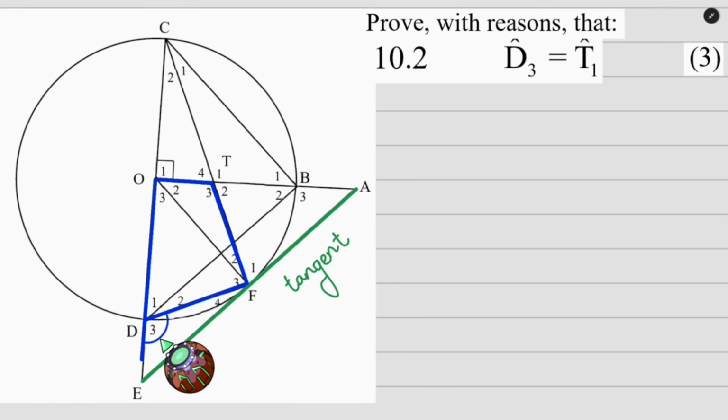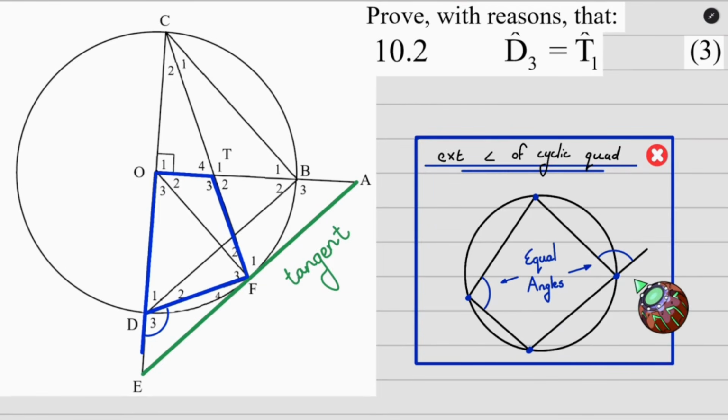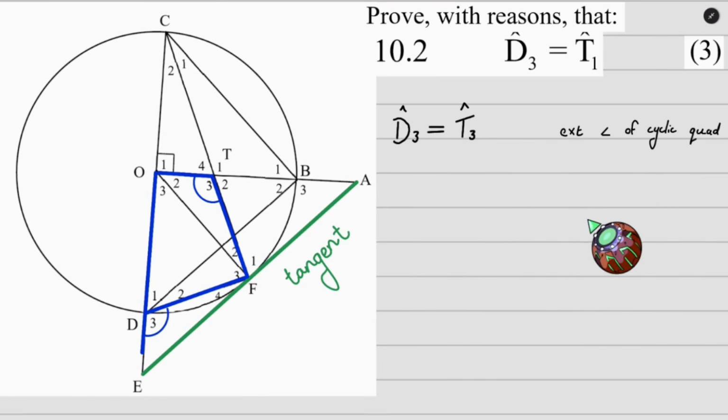So T3 will also equal D3. Using this theorem, exterior angles of a cyclic quad, the exterior angle equals the opposite interior angle. So let's make that connection. Okay, now we're almost done. Now we can see that T1 and T3 are vertically opposite one another, which means that those two are also equal to one another. We use like kind of letter X to see vertically opposite angles. So I'm just going to say T1 equals T3 vert op angles.